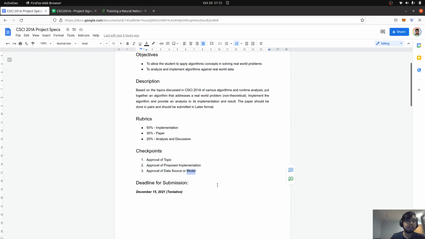Now, the reason why there is a model here, this is not the model in a sense of machine learning topics. It's not that case.